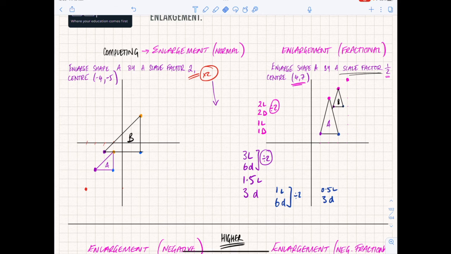Okay, so that's how you can do it with a fractional scale factor. If that was a quarter, you'd divide by 4. If it was a third, divide by 3. If it was a fifth, divide by 5.